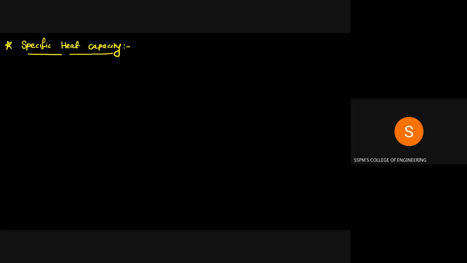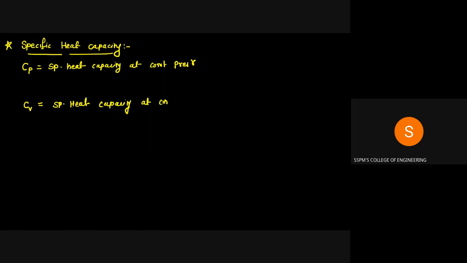So in the specific heat, we have two different specific heats. One is Cp and the second is Cv. So Cp is the specific heat capacity at constant pressure, and Cv is the specific heat capacity at constant volume.